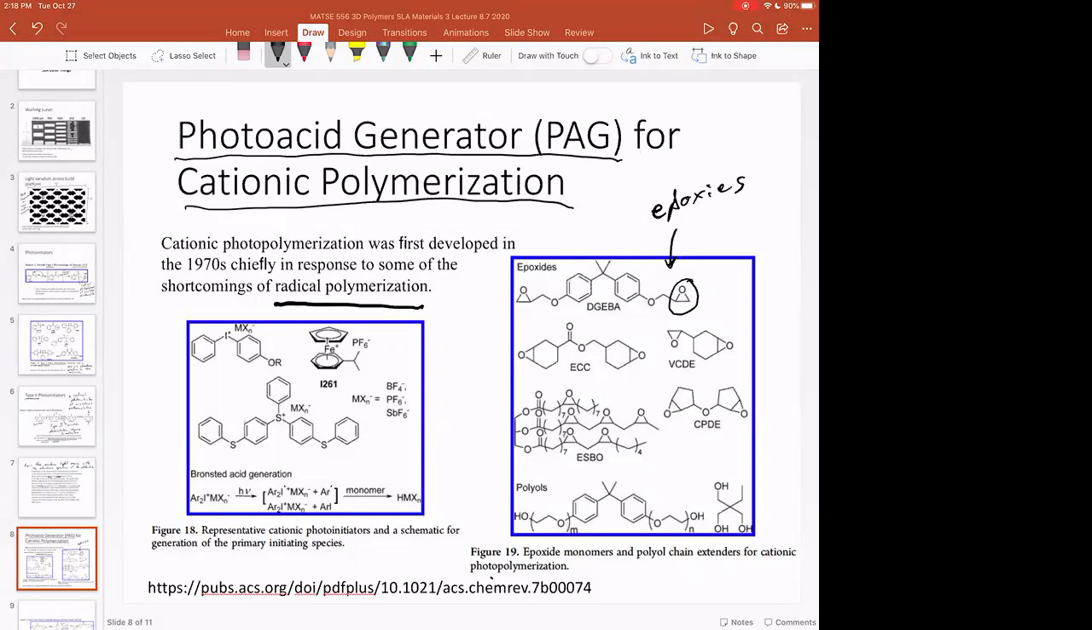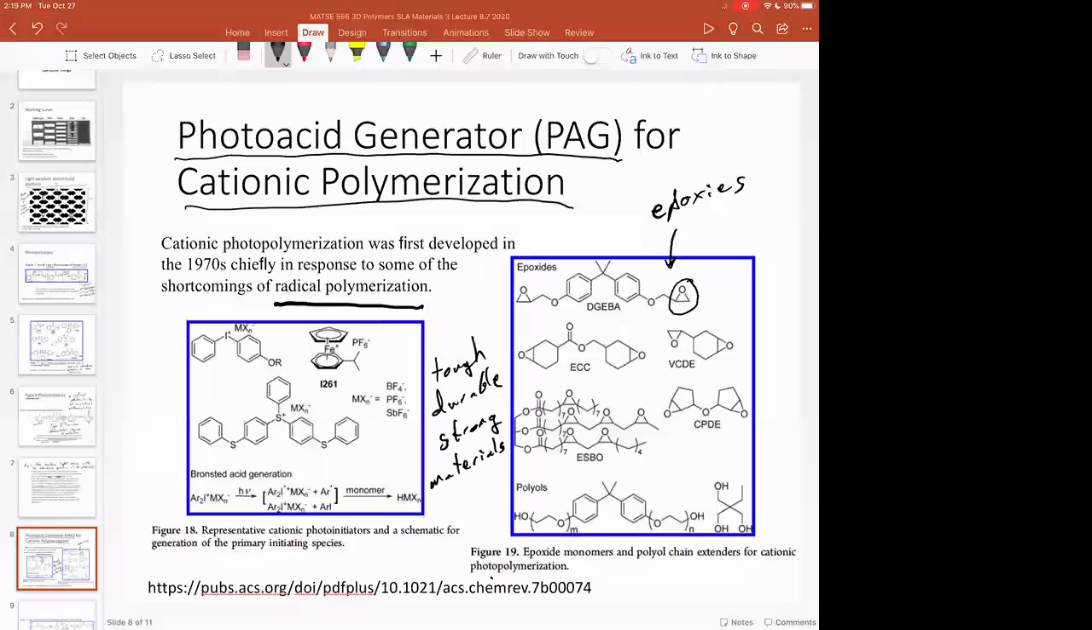Epoxies are really used for tough, durable, strong materials. And you don't react epoxides through radical means. They must be polymerized, at least in photopolymerization, cationically. You can polymerize epoxides other ways, but we won't talk about that chemistry because we just want to cover things that are relevant to additive.